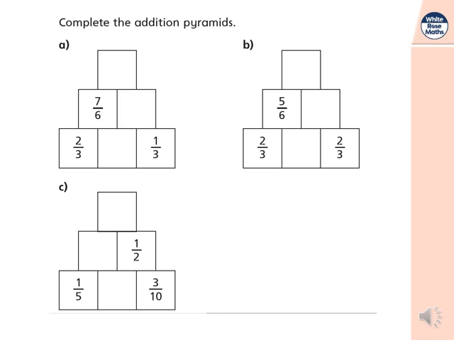Now let's look at this question. These are addition pyramids, and we've looked at these before. The two boxes underneath, when added together, give you the total fraction above. So 2/3 add a missing fraction equals 7/6.